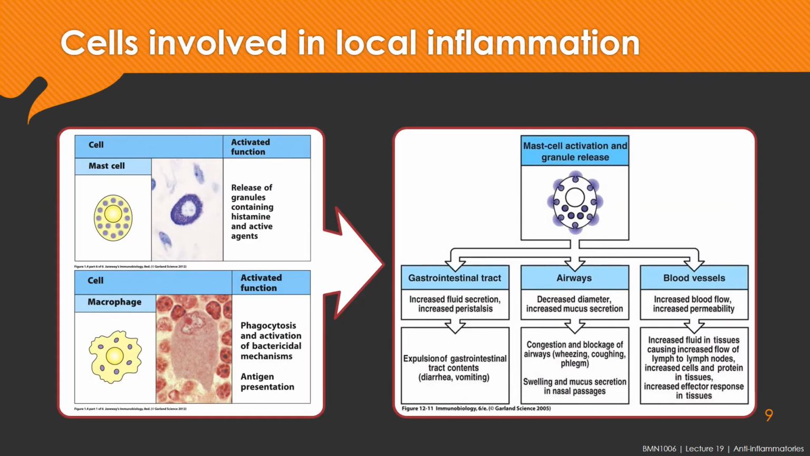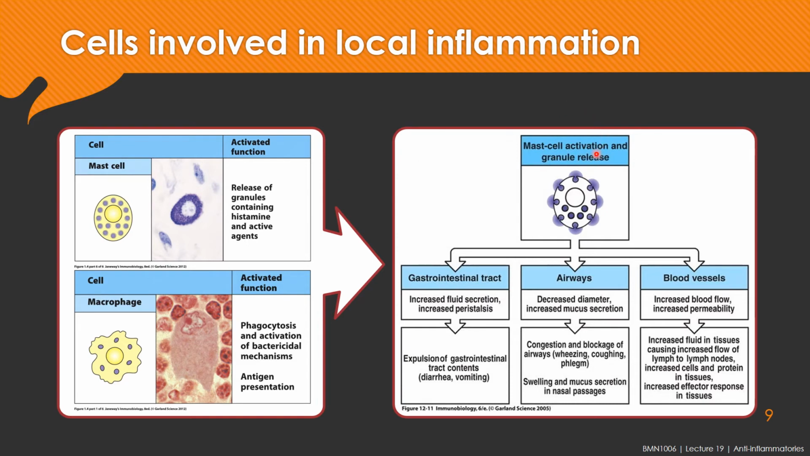So aside from the macrophage that we have just mentioned, another important player in local inflammation is the mast cell. From this electron micrograph, you can see that they are full of purplish granules, which contain histamine and some other cytokines. When the mast cell is triggered by tissue damage, they degranulate and release these chemicals. And when this happens, it is called mast cell activation.